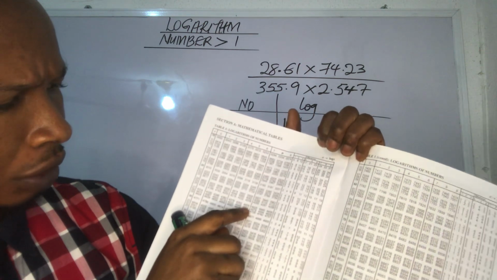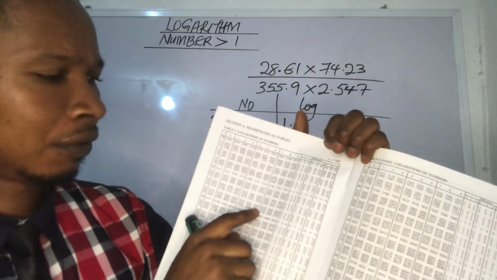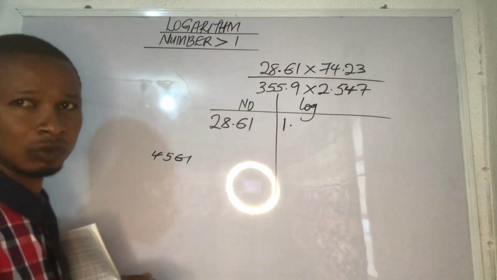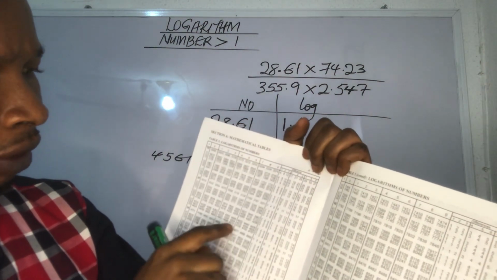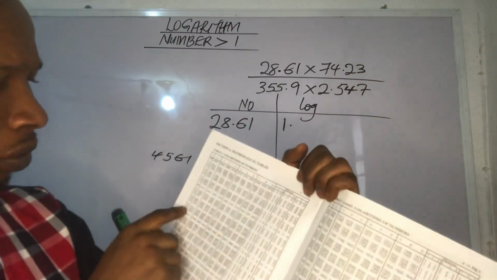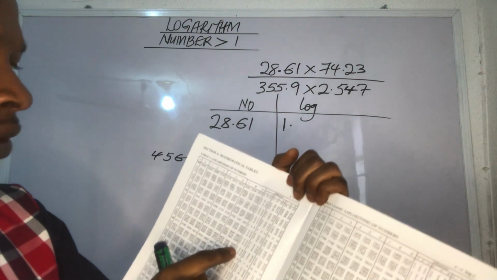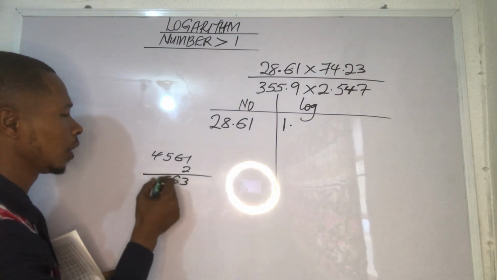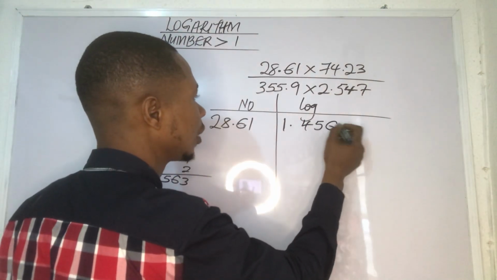If you check correctly, 28 under 6 is 4564. So we write that one somewhere, 4564. Then you add the difference. So go to 28 under 6, difference 1. Difference 1 is 2. So I will add 2 to this. So this will be 4, 5, 6, 3. So this will give me 4563.